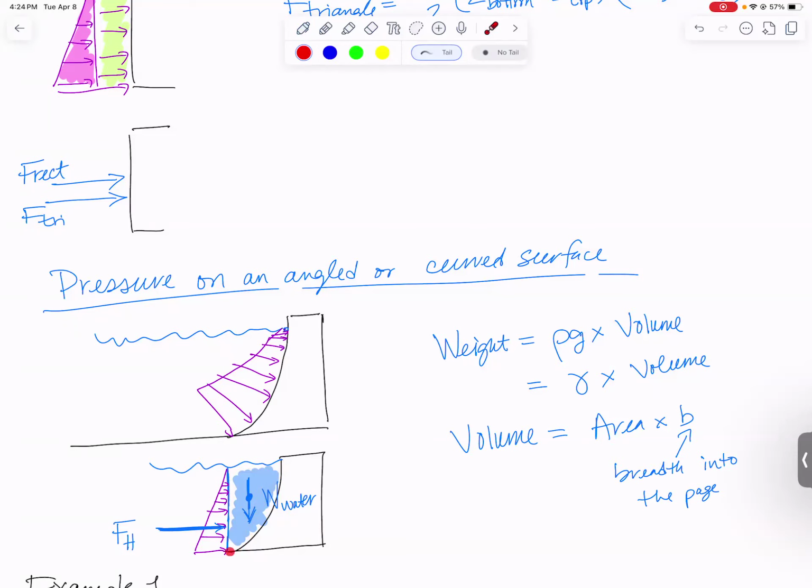This one that I drew kind of looks like a parabola. There is a formula for the area of a parabola in the back of our textbook. You could integrate as well if you really wanted to. So that is the easy way to find the pressure on an angled or curved surface, and that's how I want you to solve those.